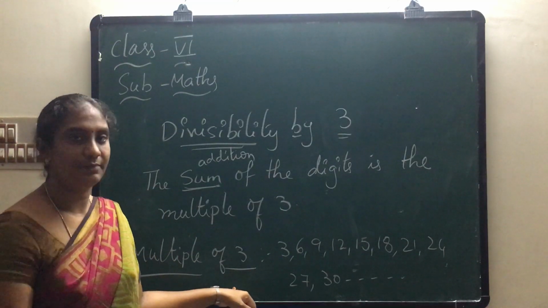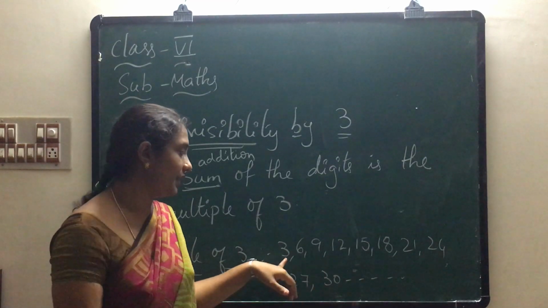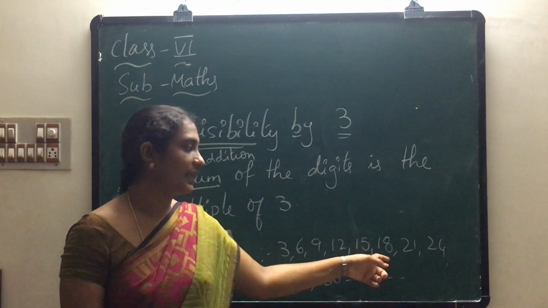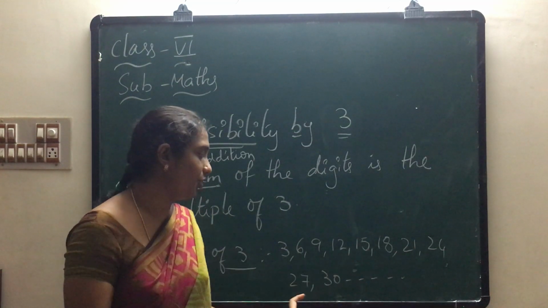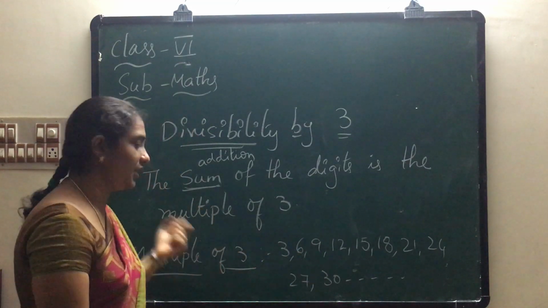Multiples of 3 means we have to write here the 3 table. What is the 3 table? What do we get? 3, 6, 9, 12, 15, 18, 21, 24, 27, 30. These are the multiples of 3.